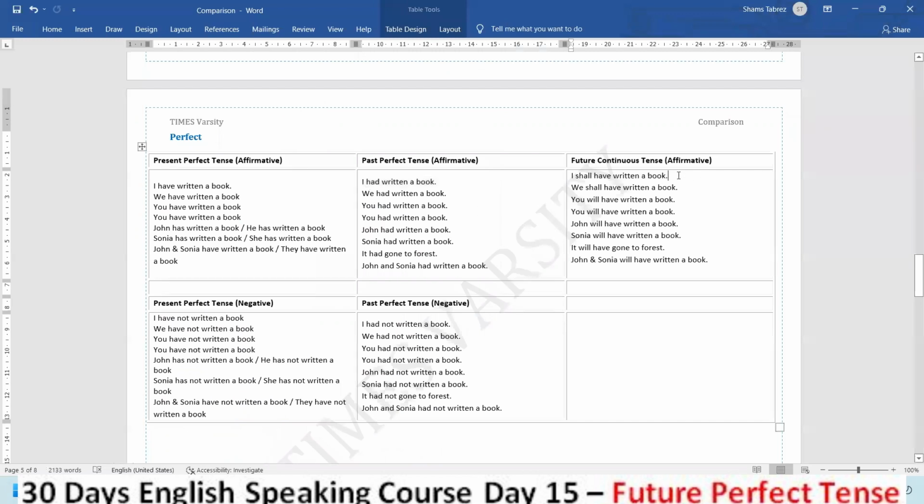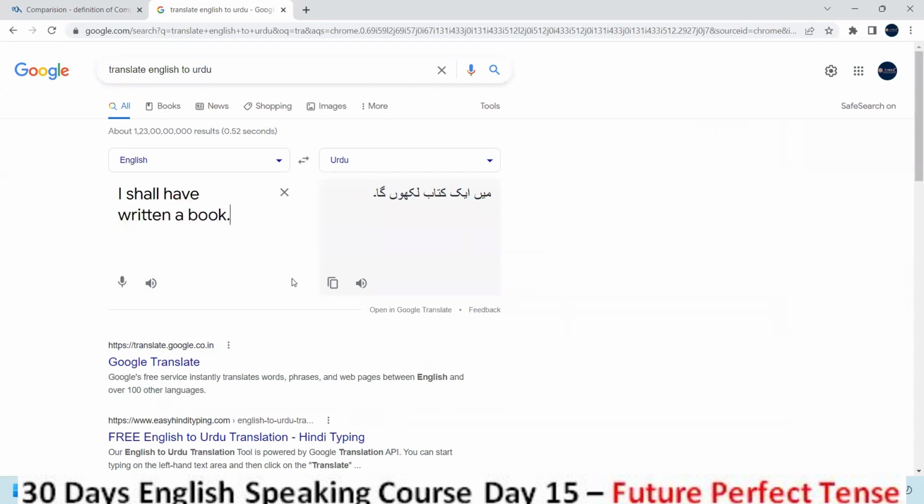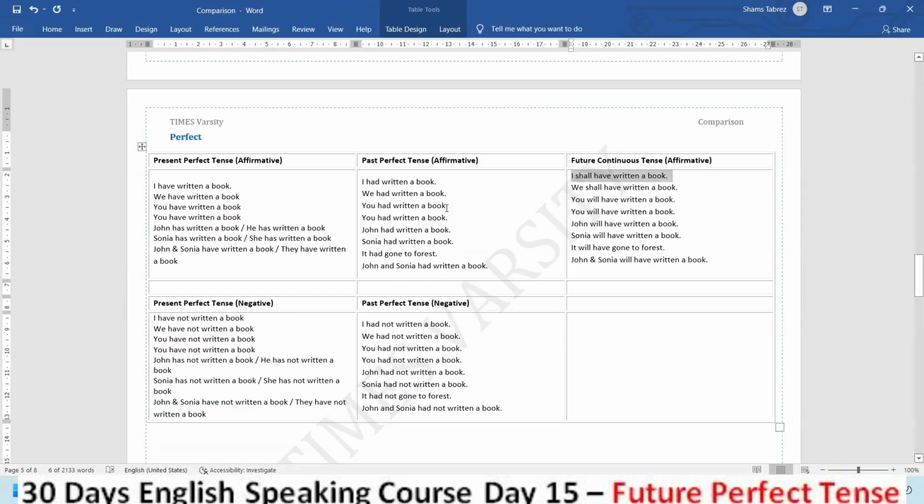Okay. And this one, I shall have written a book. मैं एक बुक लिख चुका होगा. लिख चुका हूँगा. I shall have, मैं एक किताब लिखूंगा या लिख चुका हूँगा. Okay. Right. So yes, anyone else, now is Shahbaz.